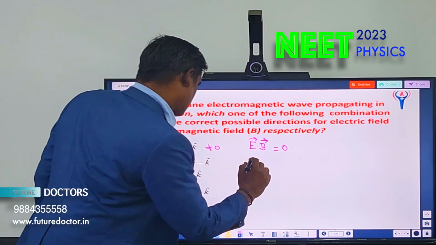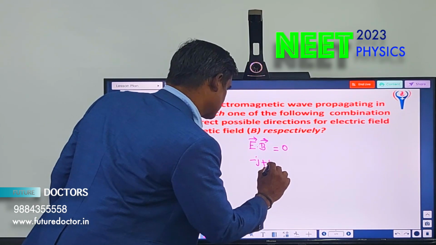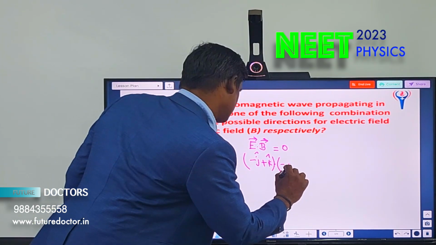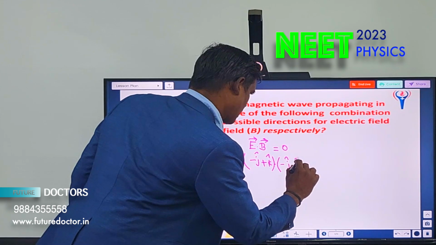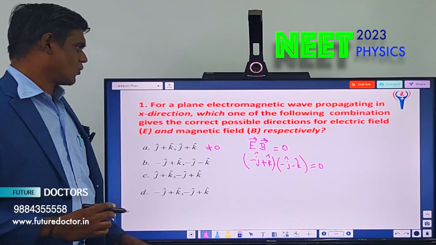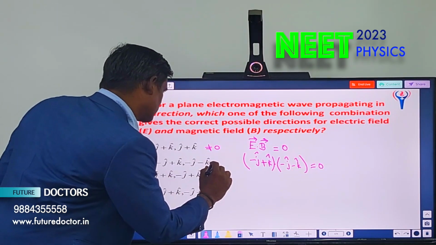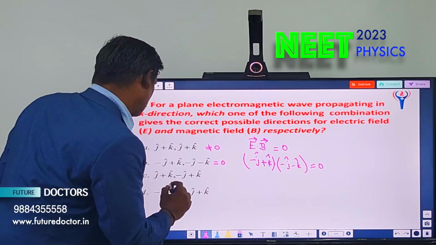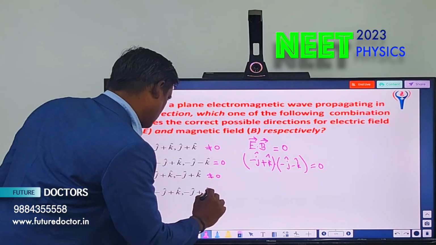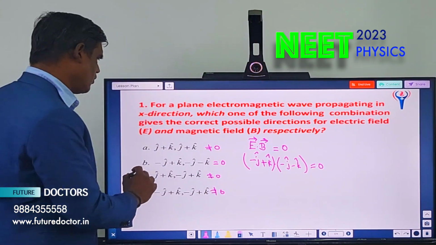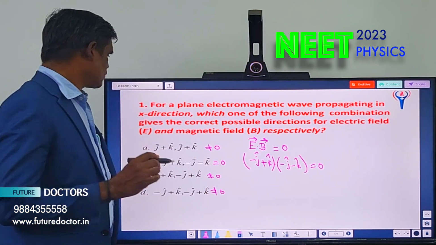And the second one, minus j cap plus k cap dot minus j cap minus k cap, is equal to 0, since 1 minus 1 gives 0. Therefore only option B is equal to 0, and C is not equal to 0, and D also is not equal to 0. Therefore, option B is the correct answer. Let's move to the next question.